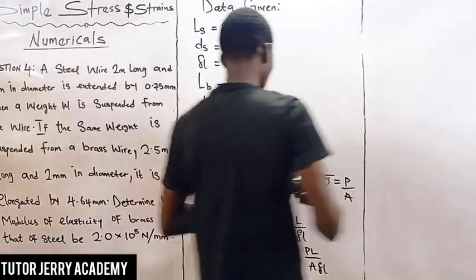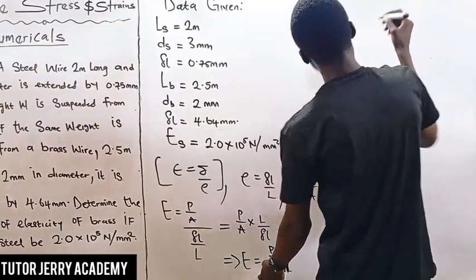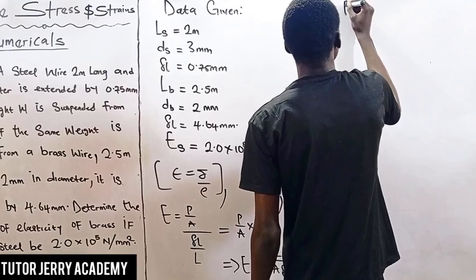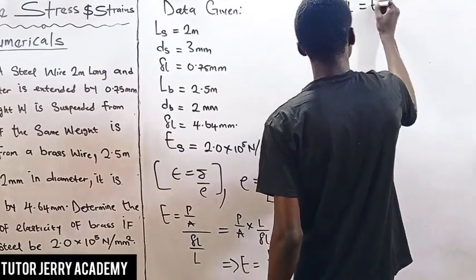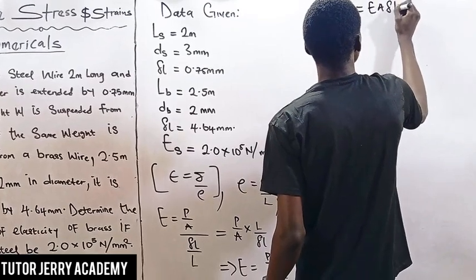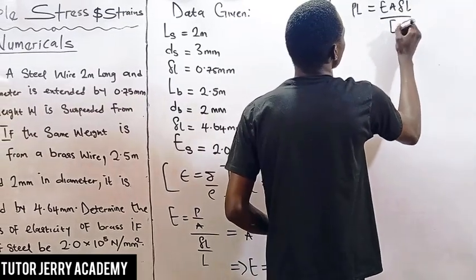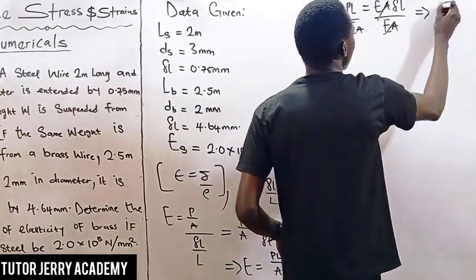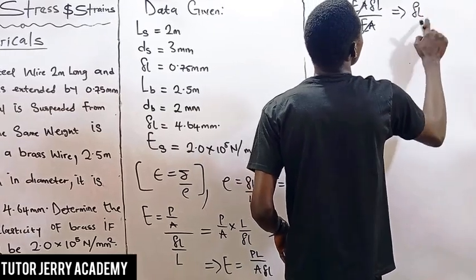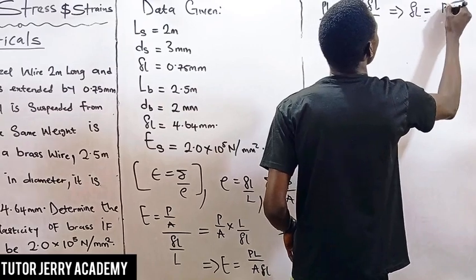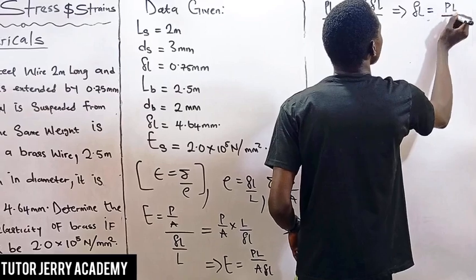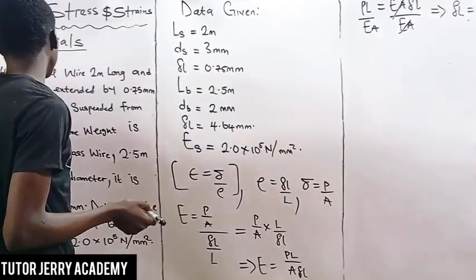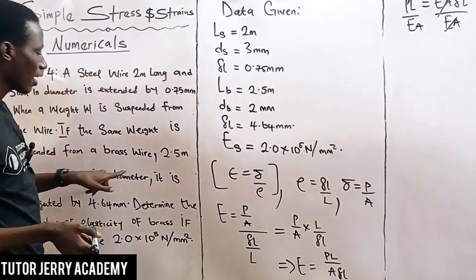I'm going to be making the change in length the subject of this relation. First, I'm going to cross multiply. If I cross multiply, I'm going to have PL equal to EA times change in length. Now I'm going to be dividing both sides by EA, which implies that my change in length will be equal to PL, that is my load multiplied by my length, all over EA.